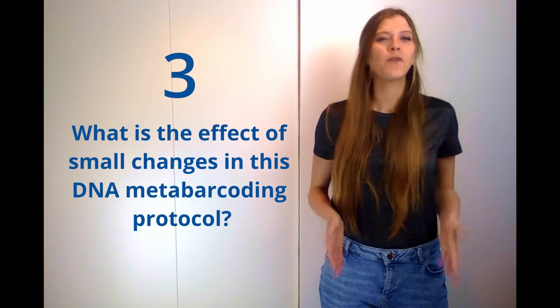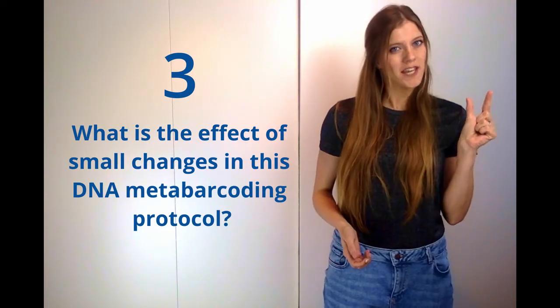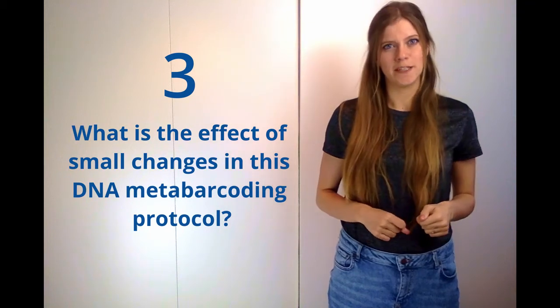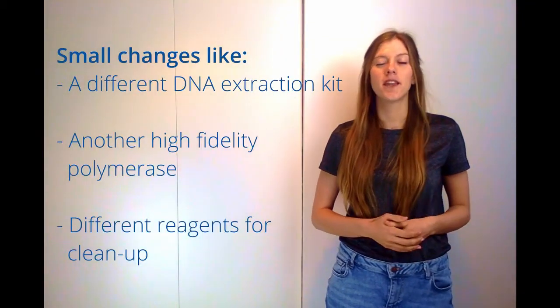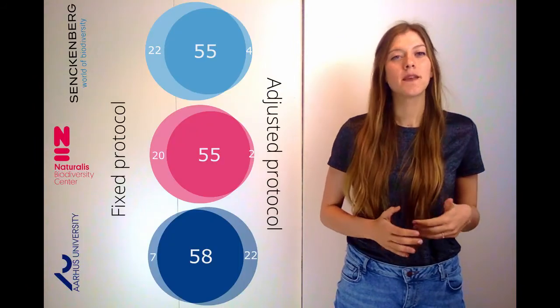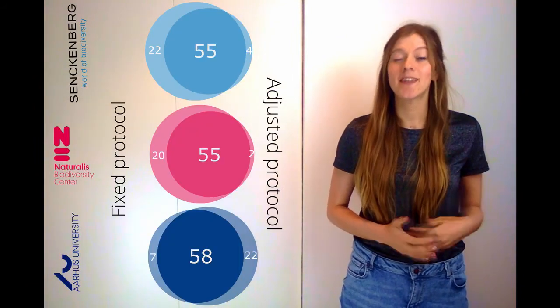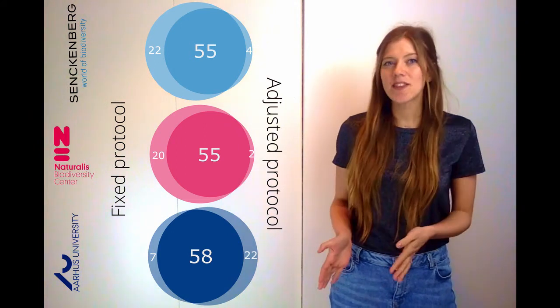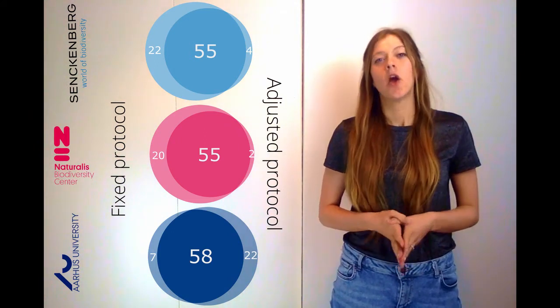Finally, we want to know the effect of small changes in this DNA metabarcoding protocol on the alpha diversity. After small changes in the lab protocol were made by the different institutes, similar number of species were detected as with the fixed protocol, and between 70 and 75% of the species were shared between both protocols.